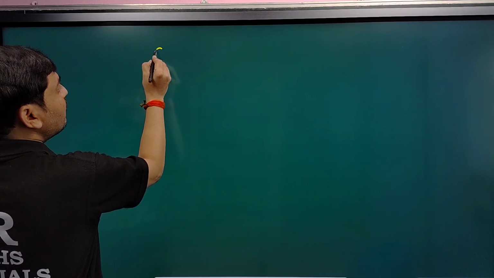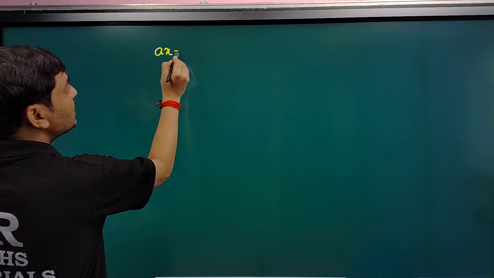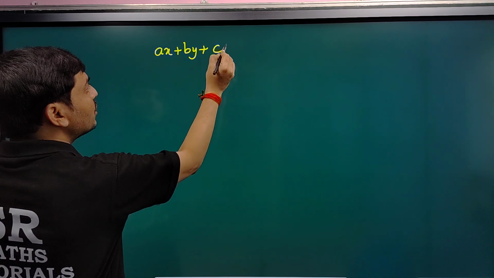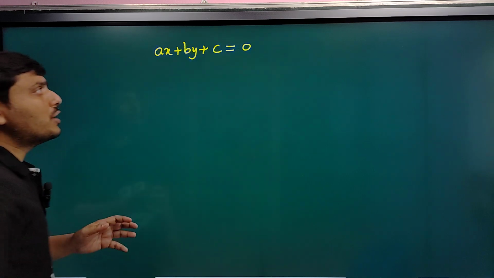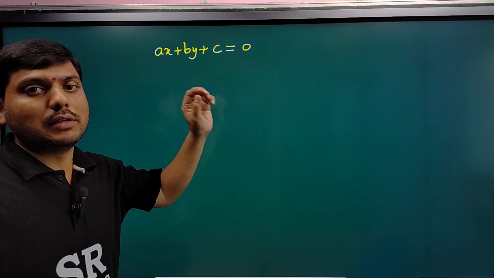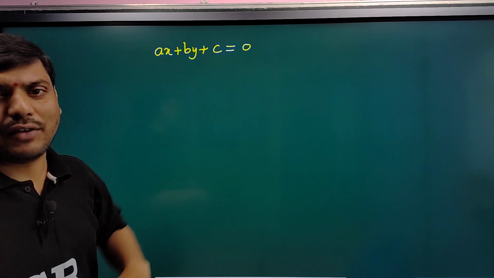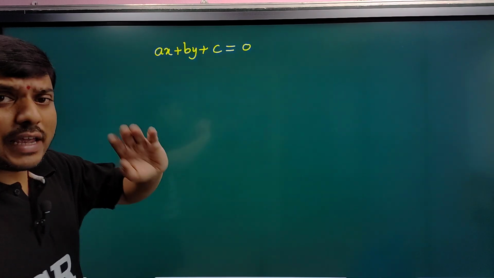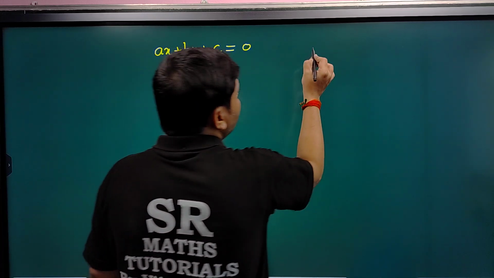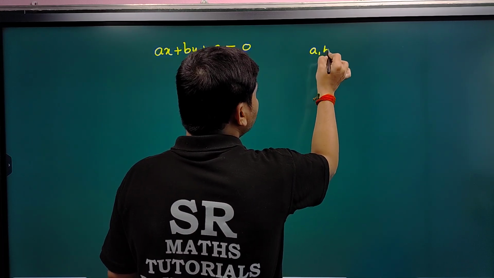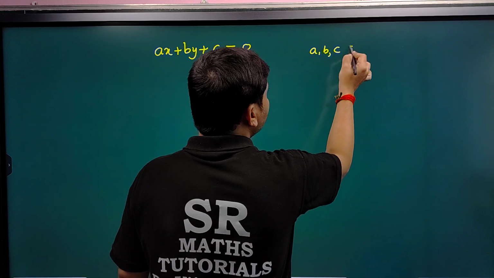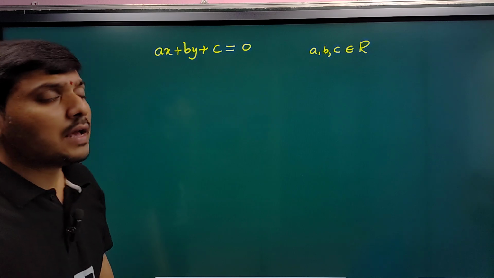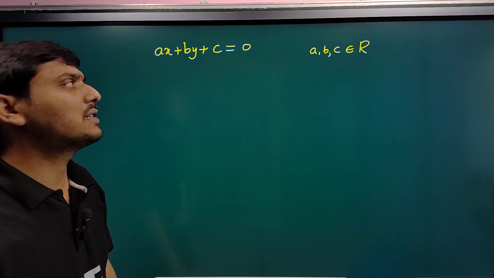The pair of linear equations in two variables is just ax + by + c = 0. This is a very important equation in two variables. Those variables are x and y. What is the concept of a, b, c here? In this equation, the terms a, b, c are also there. So a, b, c belong to the real numbers. You know very well, real numbers are the first concept at the 10th class level.